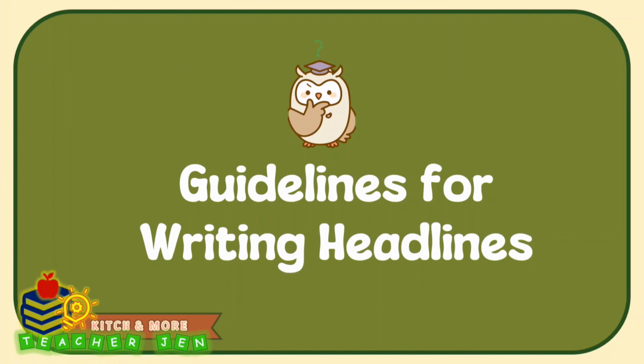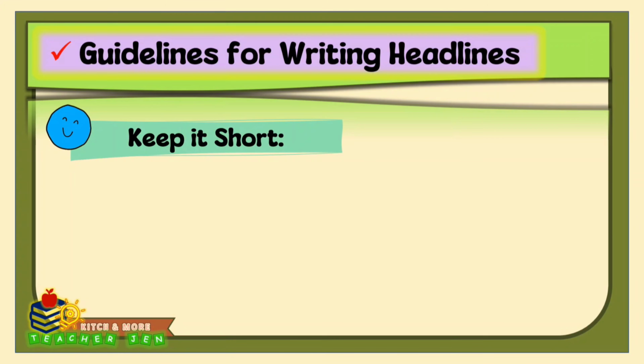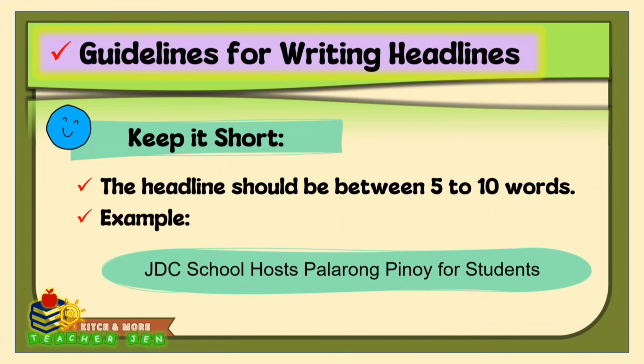The first guideline for writing an effective headline is to keep it short. A good headline should be between 5 to 10 words to make it quick and easy to read. For example, JDC School hosts Palarong Pinoy for students. It is concise and gets straight to the point, giving readers a clear idea of the story.